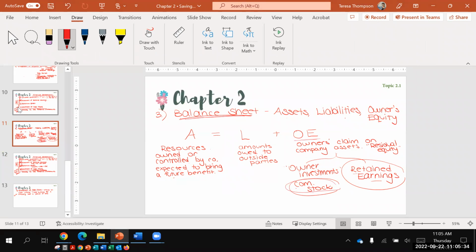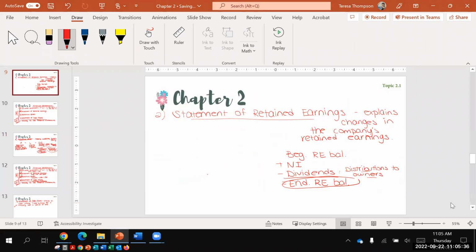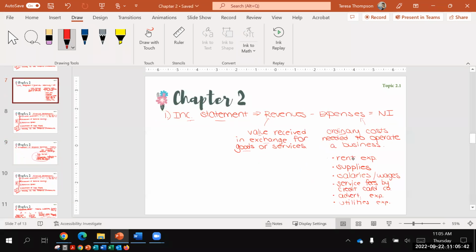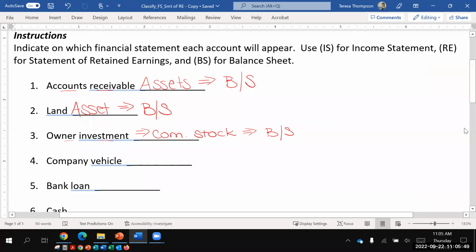And if you're not sure, you can go back to the other statements that we did, right? It's not here. You don't see common stock on the retained earnings statement. You can go back to the income statement. Common stock, nope, we just see revenues and expenses on the income statement. So it could also be like process of elimination.